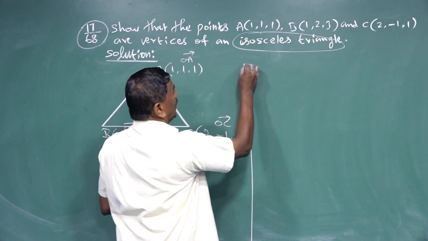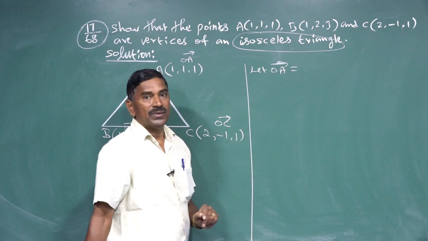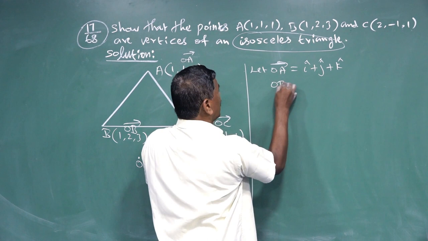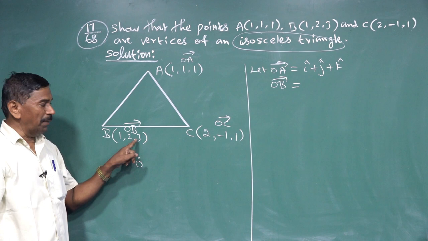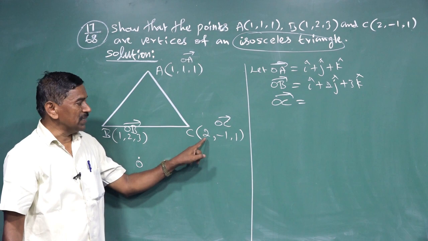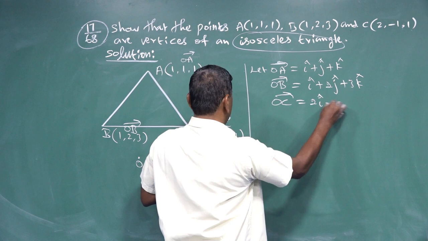Now listen. Let OA vector be equal to î + ĵ + k̂. Next, OB vector is equal to î + 2ĵ + 3k̂. Next, OC vector is equal to 2î - ĵ + k̂.